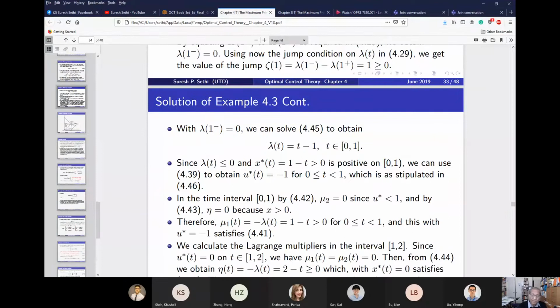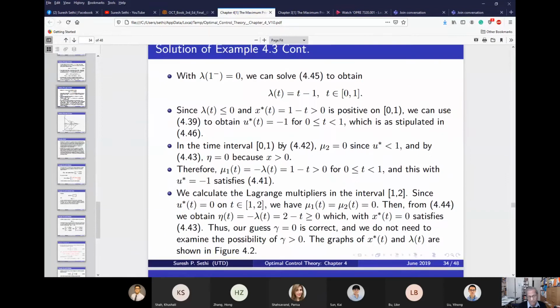So when we start from 2 minus, after 2 minus, we got to 1 plus. Then from 1 plus to 1 minus, we use the Hamiltonian condition to find the jump. So then we got the 1 minus. Once I get 1 minus, I can go all the way to 0, because I'm solving lambda t backward. And so I can solve that all the way to 0.